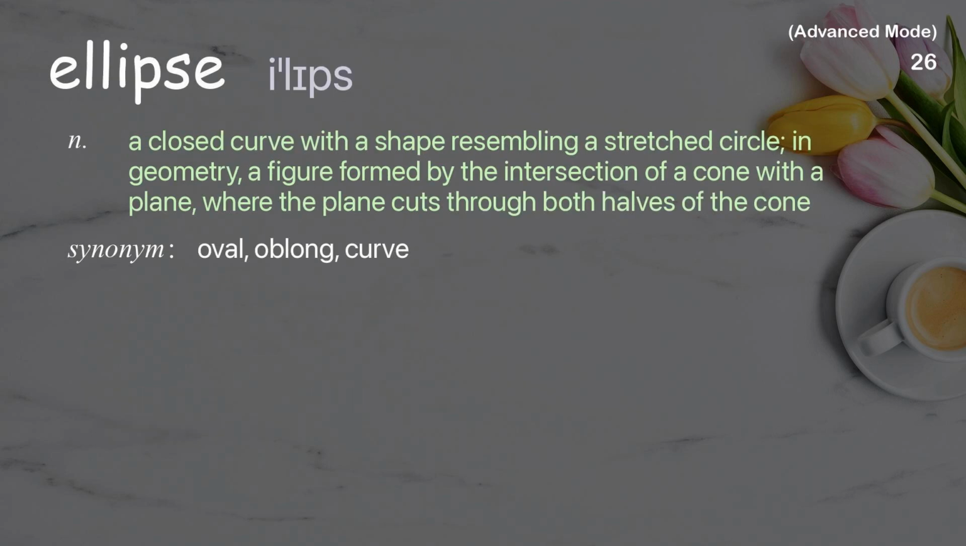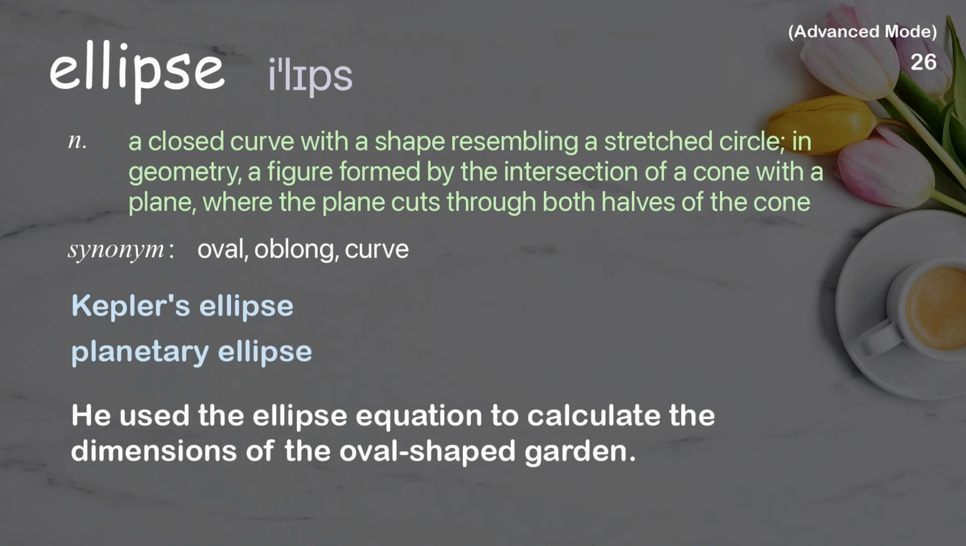Ellipse. A closed curve with a shape resembling a stretched circle. In geometry, a figure formed by the intersection of a cone with a plane, where the plane cuts through both halves of the cone. Examples: Kepler's ellipse. Planetary ellipse. He used the ellipse equation to calculate the dimensions of the oval-shaped garden.